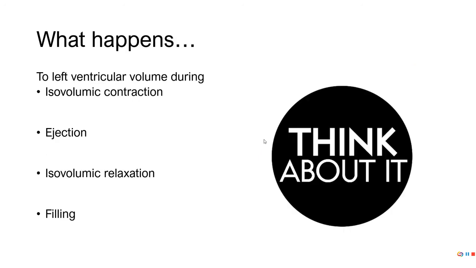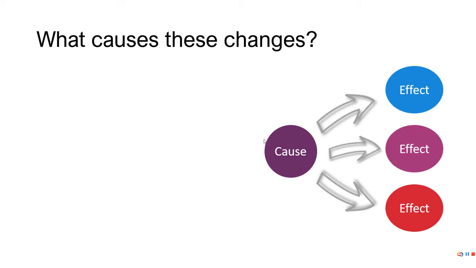We've already talked about it, but let's go through this. What happens to volume during each of these phases? Well, during isovolumic contraction, it's constant. Ejection, it's decreasing. Isovolumic relaxation, it's constant. Filling, it's increasing. So what's causing these changes? Well, during isovolumic contraction, all the valves are closed, so blood can't leave. That's why we call it isovolumic or isovolumetric. If you've got isovolumic, the valves are all closed. Blood has nowhere to go.